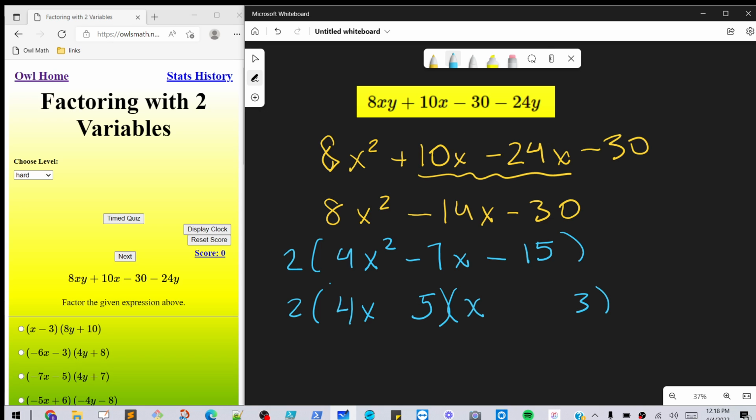If I do 3 times 4, we're going to have a negative 12. And if I put a plus here, yes, that's going to work. So that will multiply out, if you just FOIL it, to 4x squared minus 7x minus 15. Okay, so then we factored this, but we factored it as a quadratic in one variable, and we want it to be in two variables. So we need a y. And so what we're going to find is one of these is going to be a y.